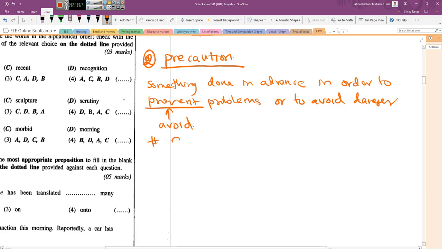For example, safety precautions, and precautions against fire, right? So in order to avoid fire accidents, we have to take some measures or precautions, right? Or something that we do in advance. We have to take some fire extinguisher. We have to keep some methodologies to prevent these kind of hazardous accidents, right? So precautions against fire.